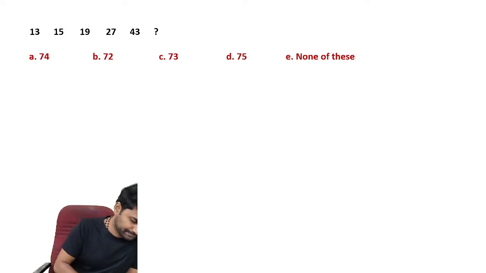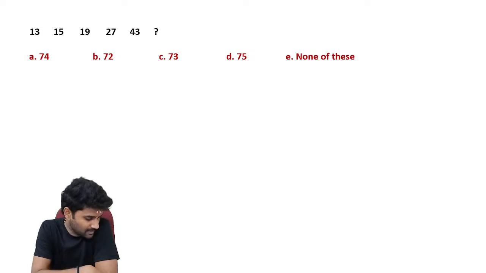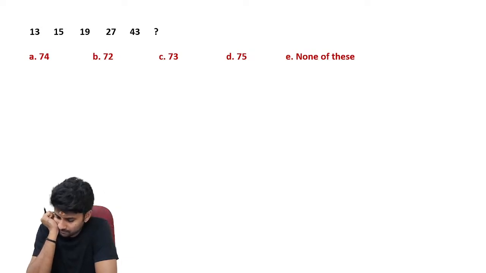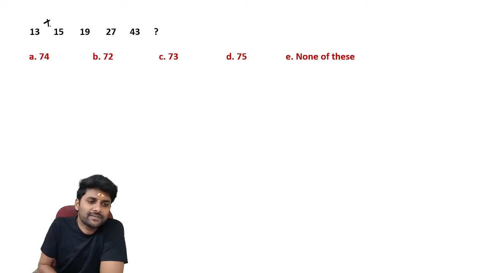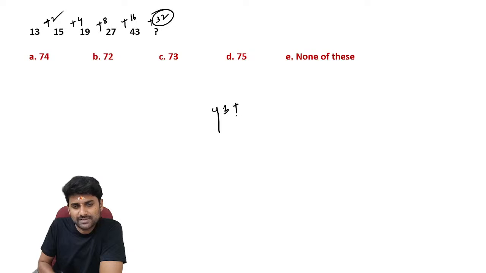Next question. Here the numbers again 13, 15, 19, 27, 43. What can be the next number? Now, 13 and 15 difference is 2. It's plus 4, plus 8, plus 16. Every time double the numbers. So the final answer 43 plus 32 is equal to 75. It's an easy one.